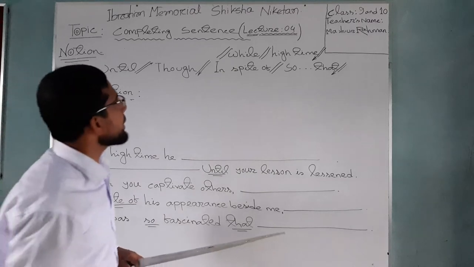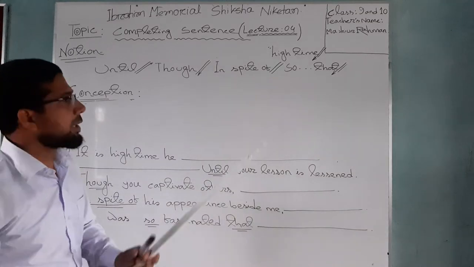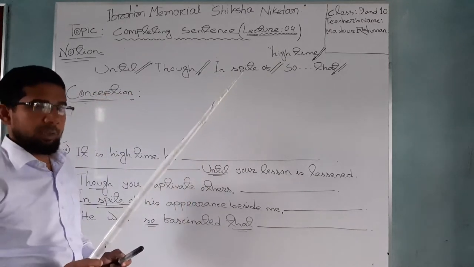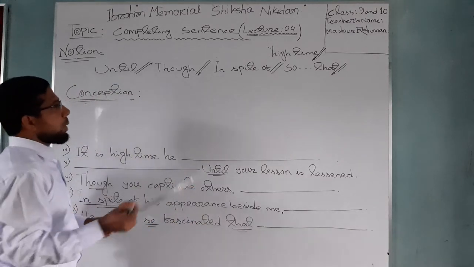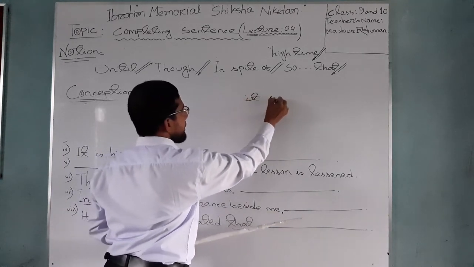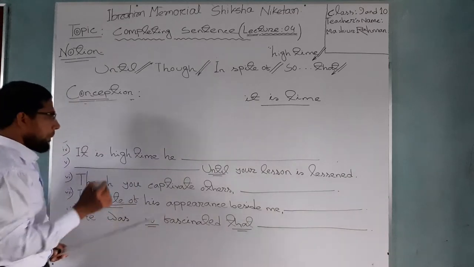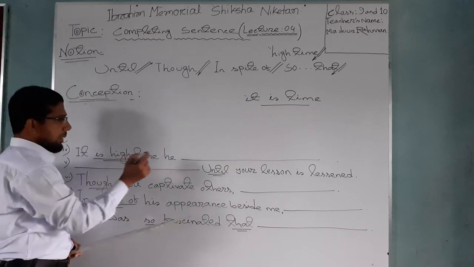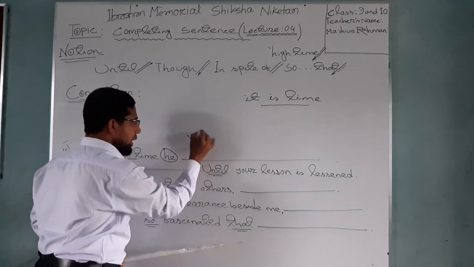Next, I would like to discuss another rule of "high time". What is the rule of high time? High time means at the right time, exact time, upajukta shomoy. Time has been passed, but result has been incompleted. Here is also another part. It is high time or it is time. It is the rule of, where you will see available subject after "it is time" or "it is high time", that will be verb past indefinite.